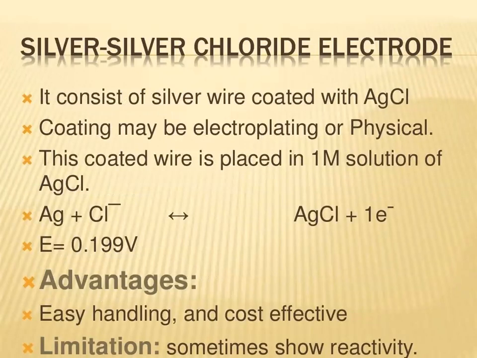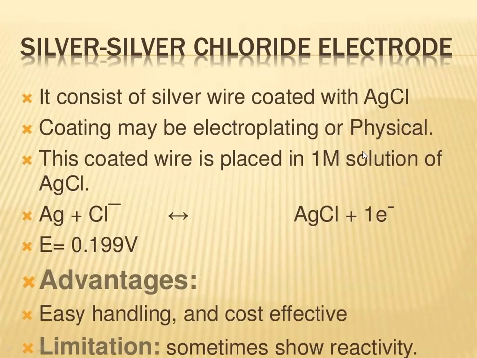Then we will discuss the next one, that is the silver chloride electrode. Now this is also similar to the calomel system. This is most widely used as a reference electrode, and it consists of a silver wire coated with silver chloride.